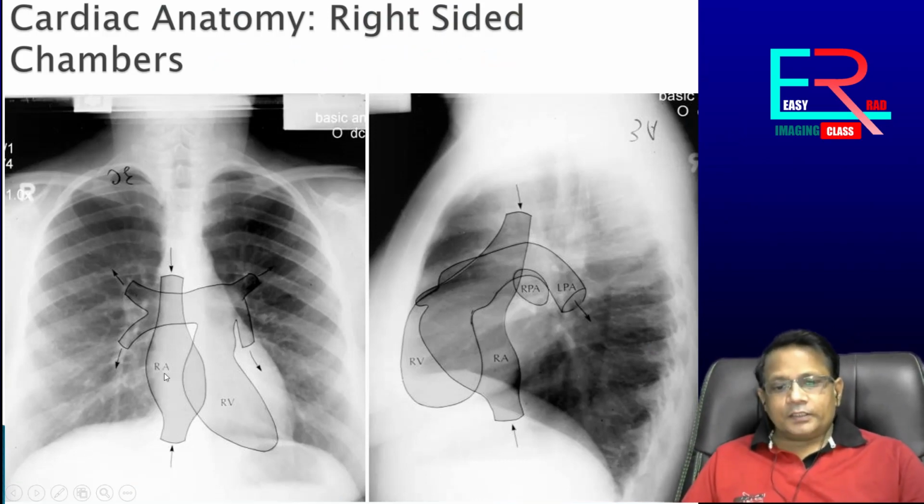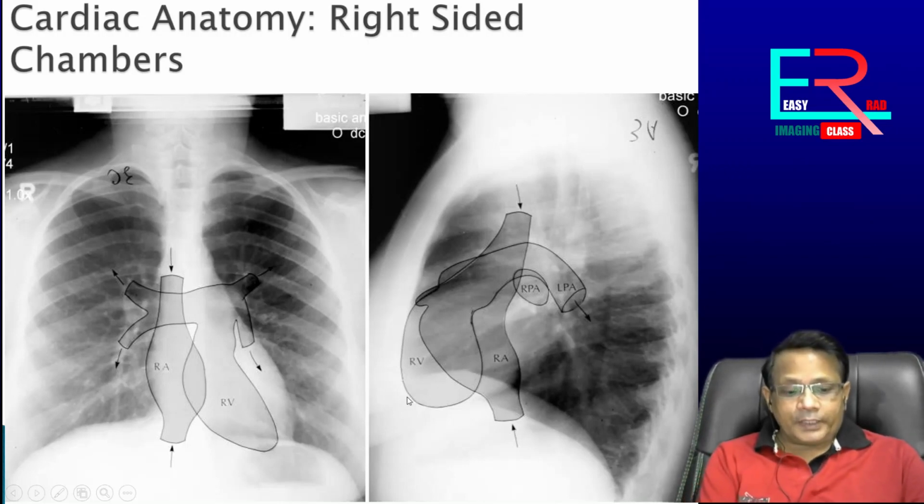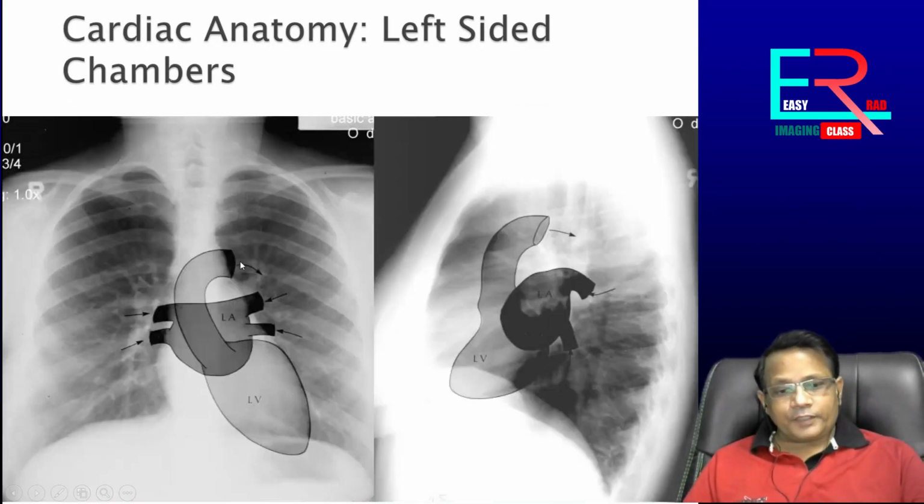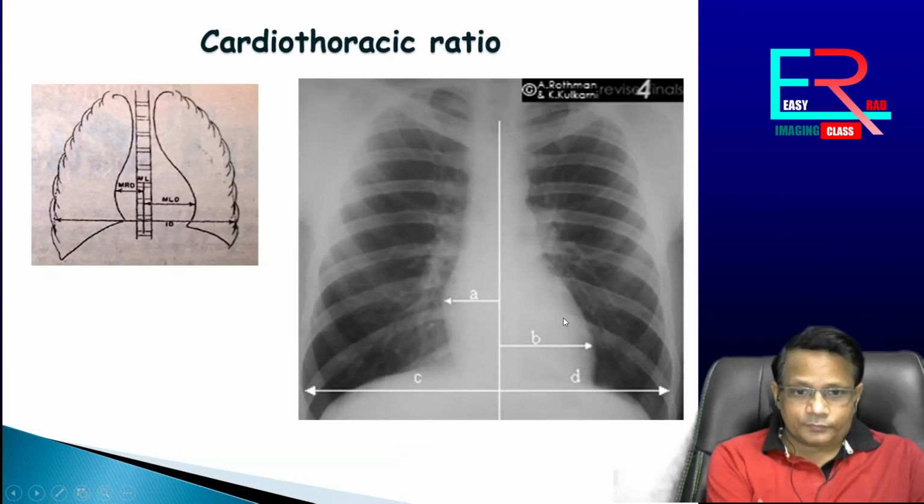Then you can see the chambers of the cardia in this way on this frontal and lateral view. See here the right atrium forming the majority of the right cardiac border. Here, the right ventricle forming the anteriormost part of the mediastinum is cardia. If we talk about the left chambers, then the left ventricle forms the majority of the left border and the left atrium forms the major part of the posterior border.